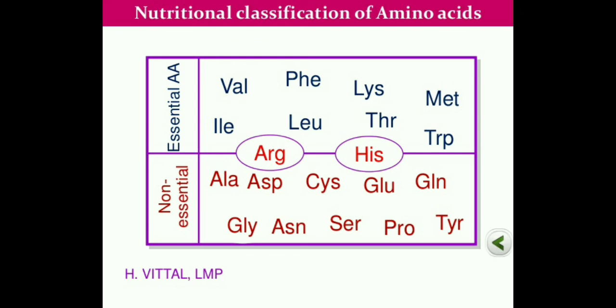Essential amino acids include valine, isoleucine, phenylalanine, leucine, lysine, threonine, methionine and tryptophan. Arginine and histidine are semi-essential. So in children these are essential, and for adults these are not essential. The non-essential amino acids are alanine, asparagine, cysteine, glutamine, glycine, tyrosine, proline, serine, aspartic acid and glutamic acid. These amino acids are non-essential amino acids.